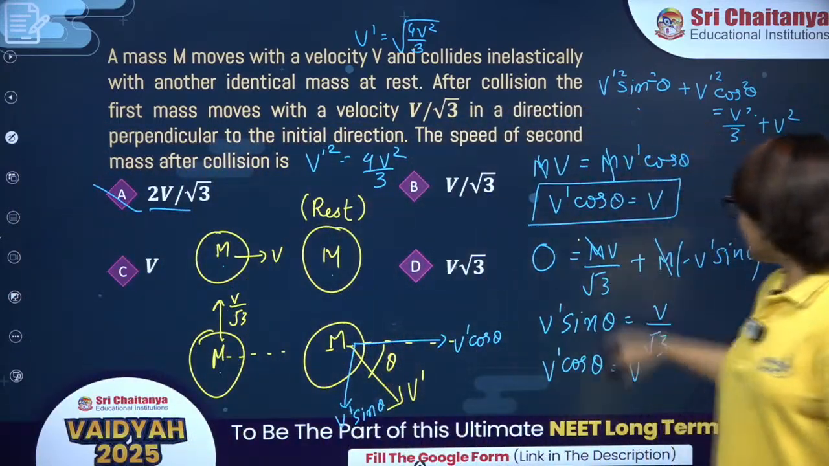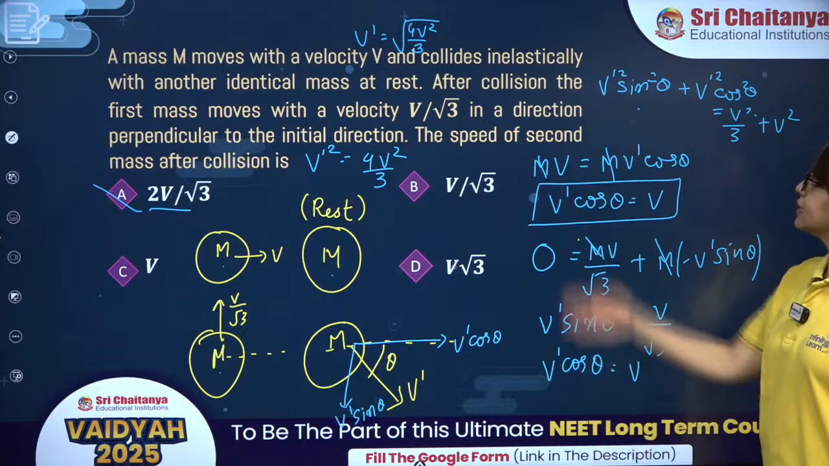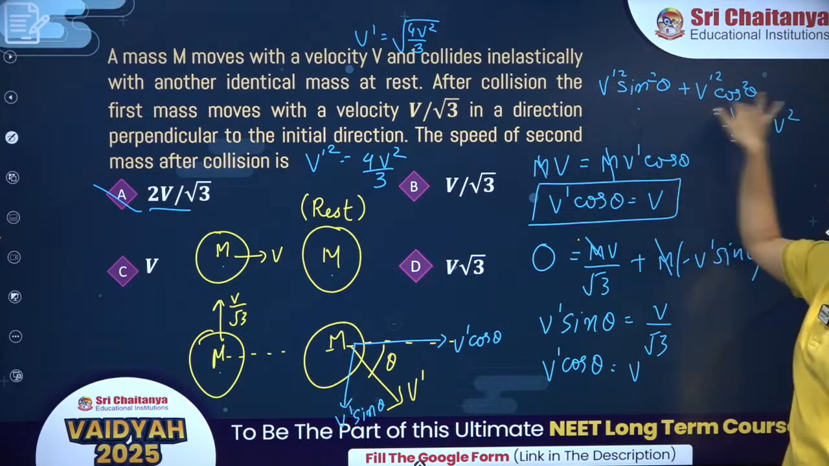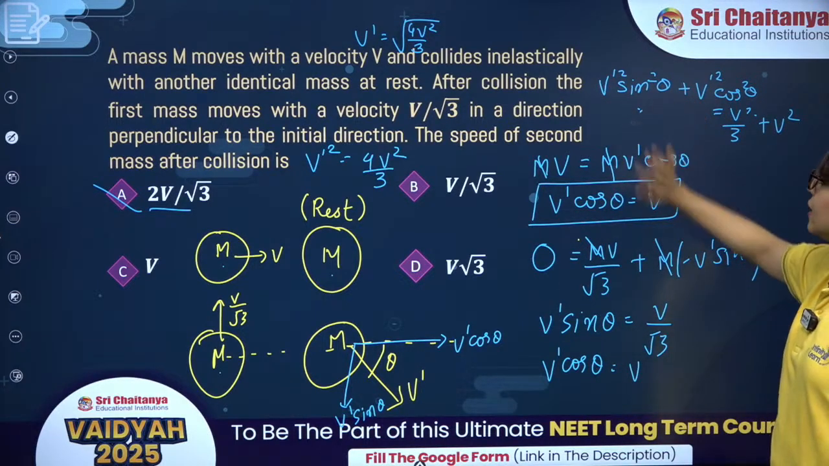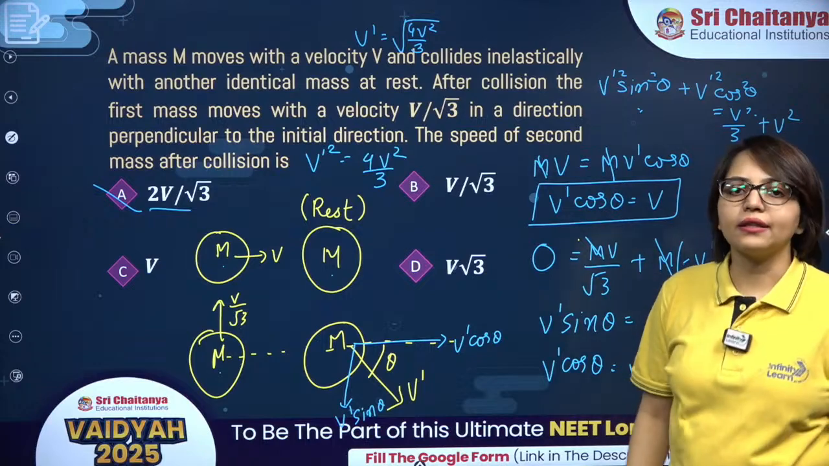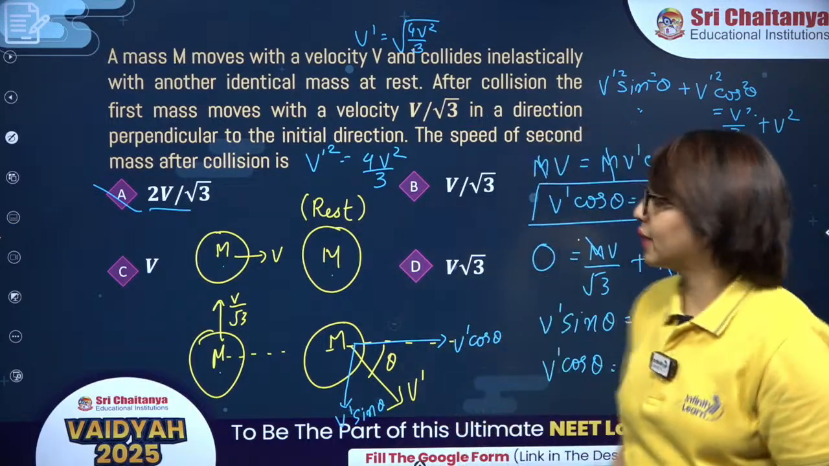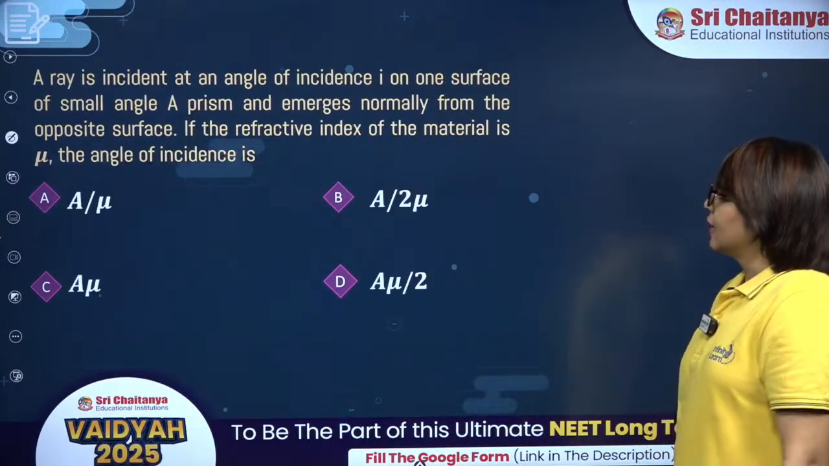Whenever you have sin theta and cos theta in two different equations, just square and add. Sin square theta plus cos square theta will become 1, and you will automatically get the unknown value while solving. Chaliye. Next is this one.